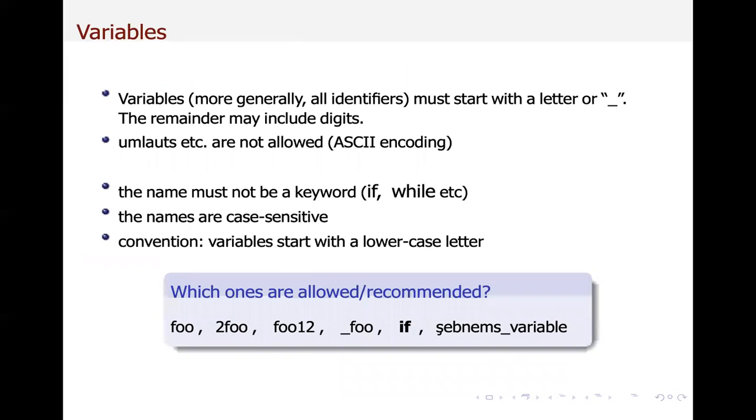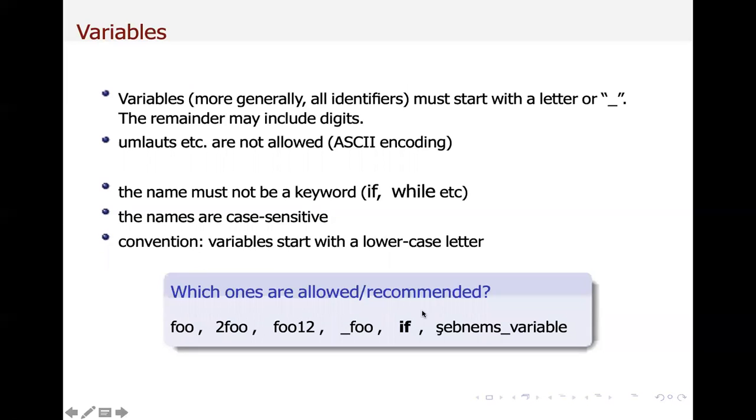I said last but not least, but there's one last piece. The variable names in Python must start with a letter or underscore. The remainder may include digits, but it cannot start with a digit. Umlauts are not allowed. The name should not be a keyword, a built-in keyword from Python, and the names are case sensitive. Just a convention, you don't have to, but variables start with a lowercase letter.